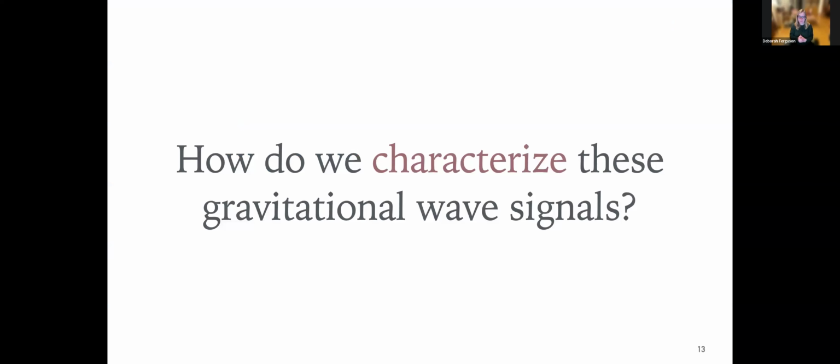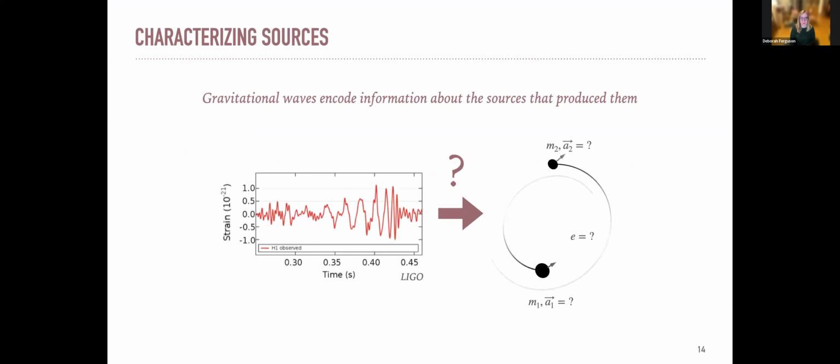Okay, so we know that binary black holes produce gravitational wave signals. We know that we can observe these gravitational wave signals. Now, how do we backtrack this? How do we characterize those gravitational wave signals that we observe? So the question is, we know that gravitational waves encode information about the sources that produce them, but how do we actually do that decoding?